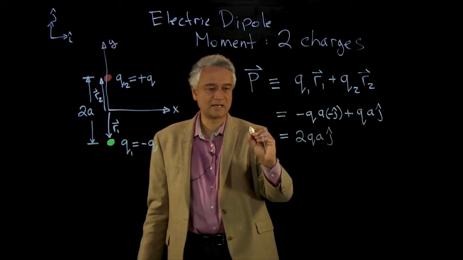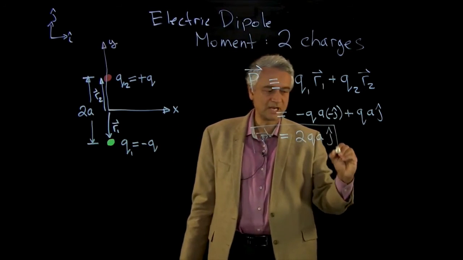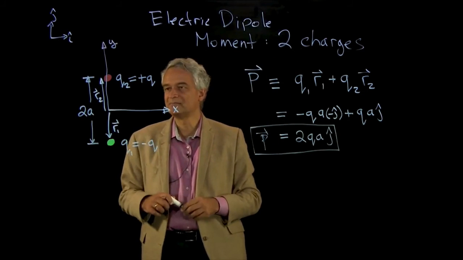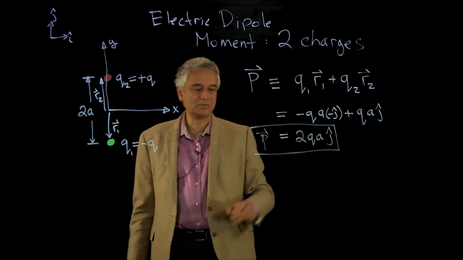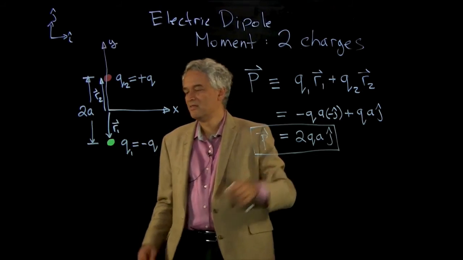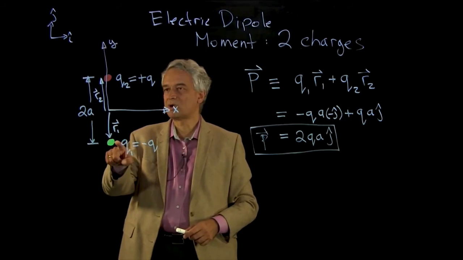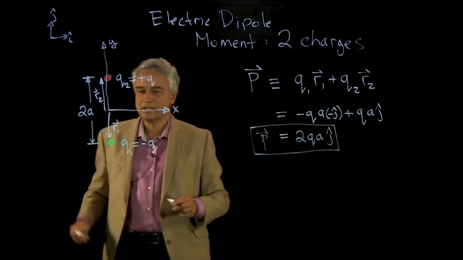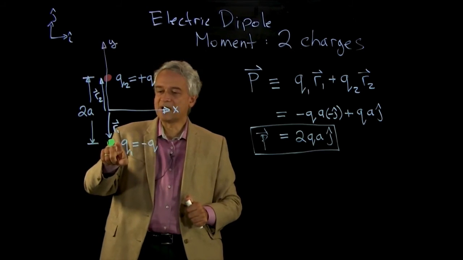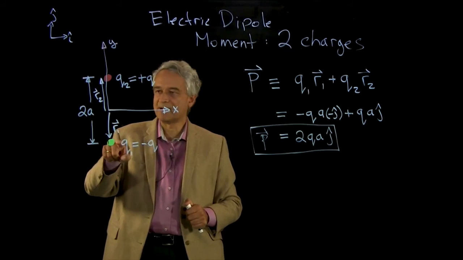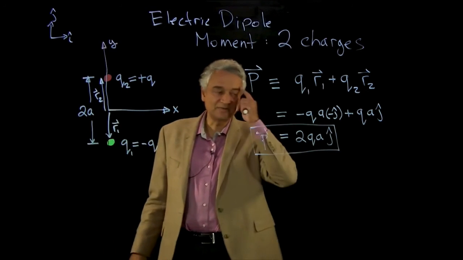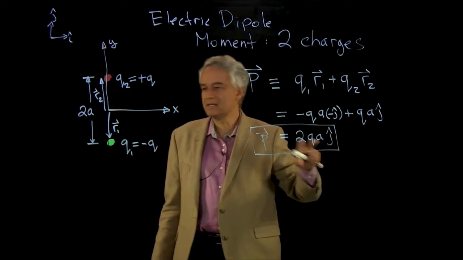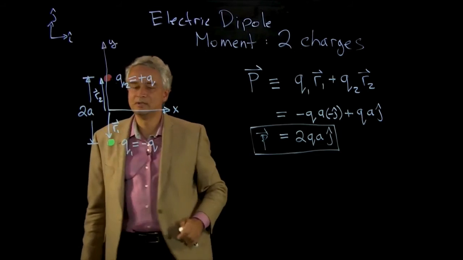And this is, in fact, our result for the electric dipole moment of this very simple configuration of two charges, one positive and one negative. And what do we see in the result? Well, we see a vector that points from the negative charge towards the positive charge. It's pointing in the j hat direction. That's this direction here. So the dipole moment vector always points from the minus charge to the plus charge. And what is the length of this vector? Well, it's Q, the magnitude of the charges at the two ends, times 2a. 2a is the separation between the two charges.